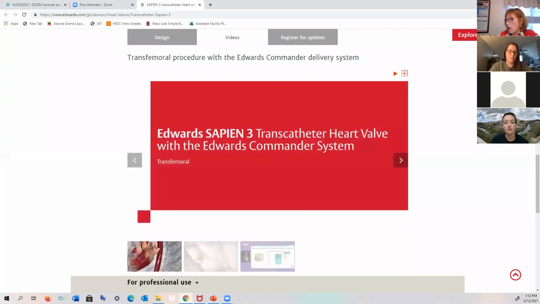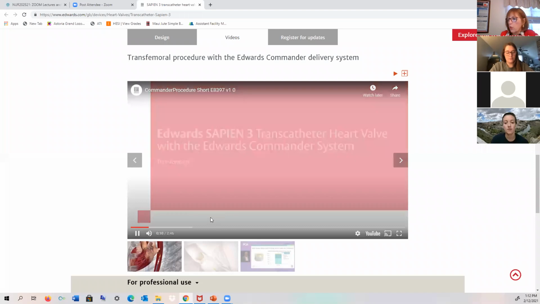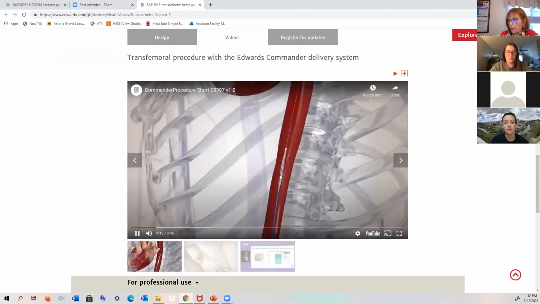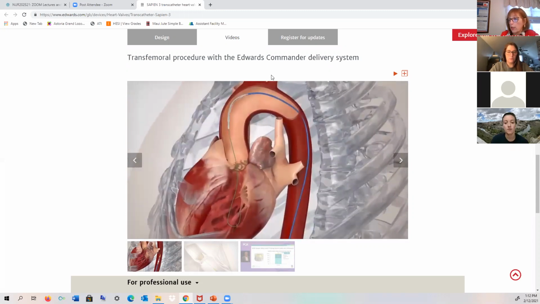No, I don't think it does. I would be surprised. It's short, it's only 2 minutes or so, but here it is coming up through the groin. You see it's tiny. And, oh, they're in the aortic side.